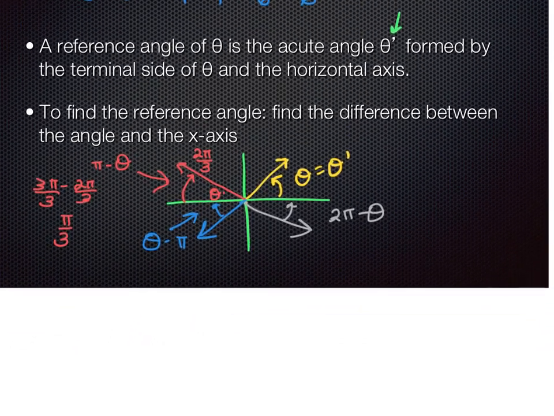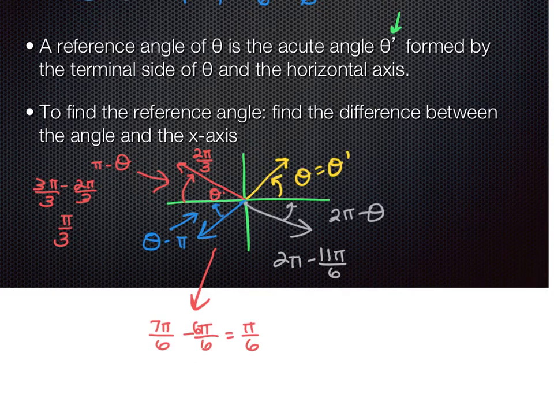So just a quick example in the third quadrant, if I had something like 7 pi over 6, which is in that third quadrant, I would do theta, which is 7 pi over 6, minus pi, 6 pi over 6, which is pi over 6. If I had something in the fourth quadrant, so again, bigger than 1.5 pi but less than 2 pi, something like 11 pi over 6, I would do 2 pi minus that. 2 pi is 12 pi over 6, and I end up with pi over 6.